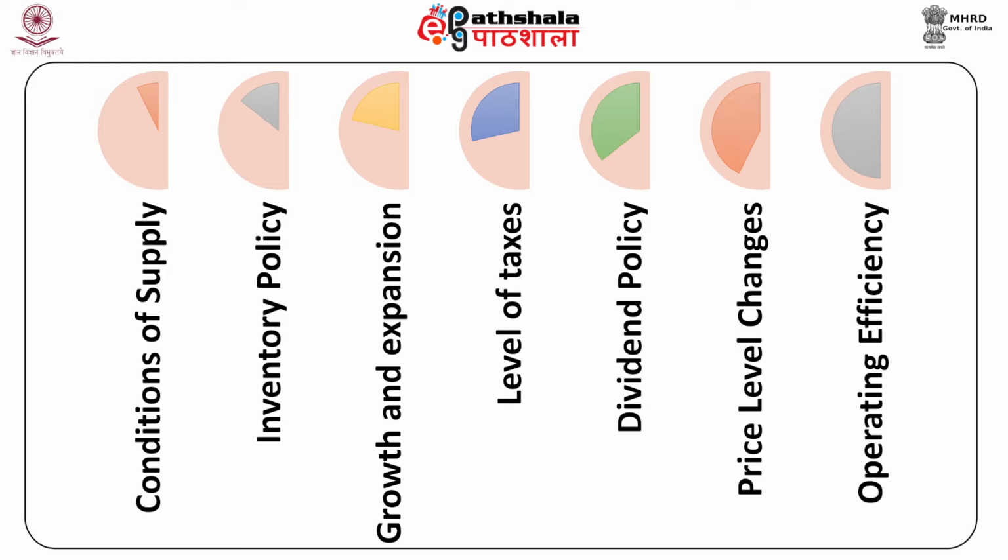Number 8 factor, inventory policy. Seasonal and cyclical changes in production and sales affect the working capital. Number 9, growth and expansion. With growth and expansion, more working capital is required. If a firm is growing, even the permanent working capital will increase with time and will fluctuate.